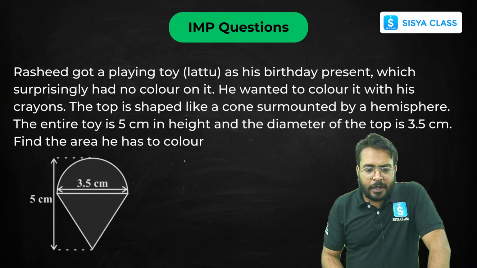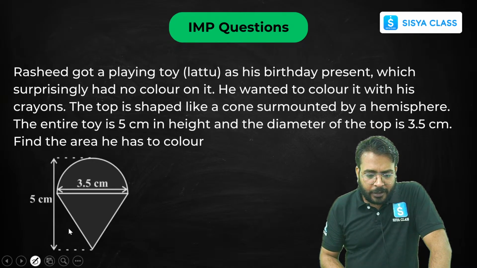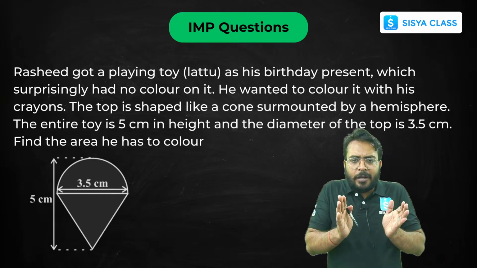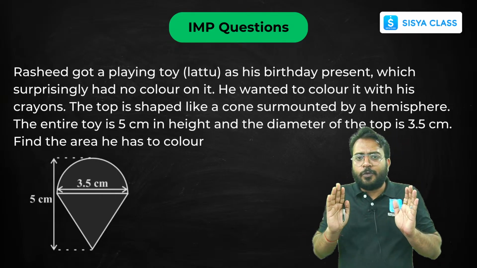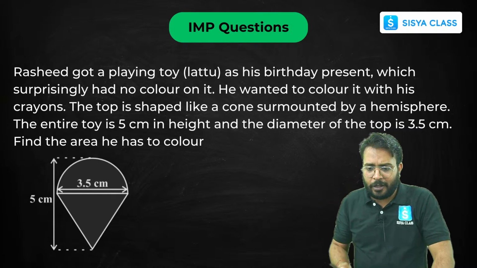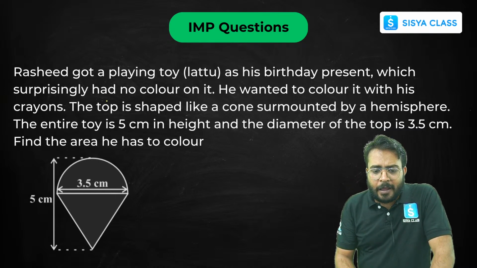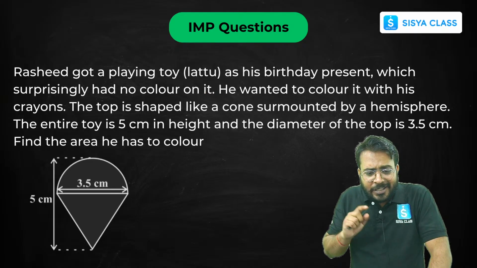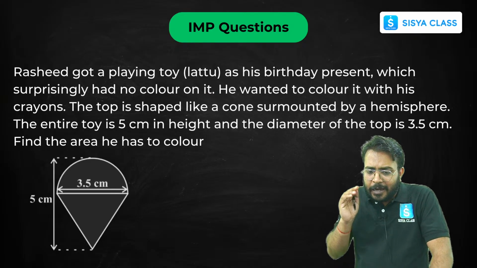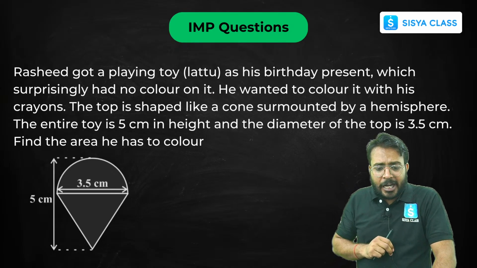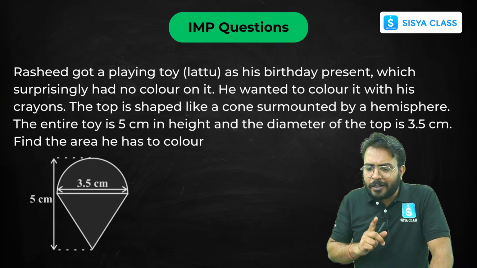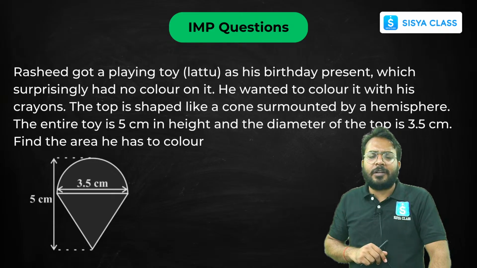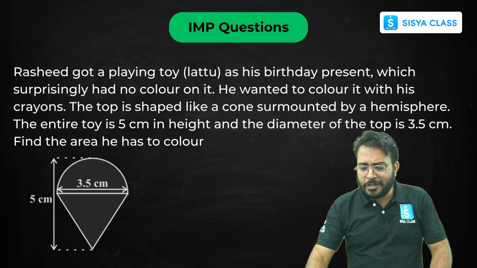What they are saying: there is one boy, Rashid, and he got one playing toy in this shape, yes or no? This is a question based on the combination of solids. The toy has no color on it, and he wanted to color it with his crayons. The top is shaped like a cone surmounted by a hemisphere. The entire toy is 5 cm in height, and the diameter of the top is 3.5 cm. Find the area he has to color. Which area does he have to color, beta?